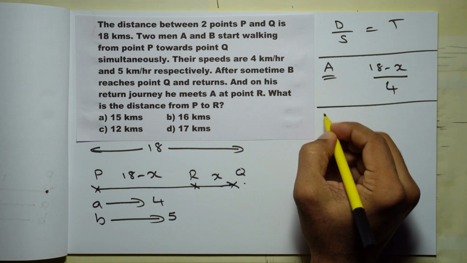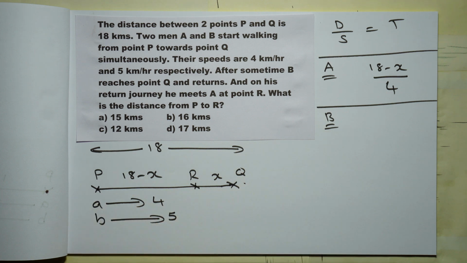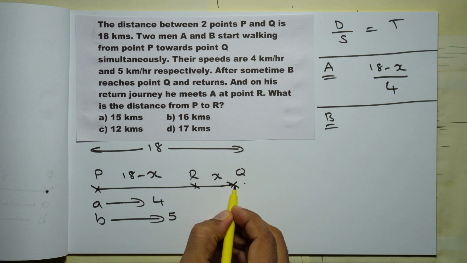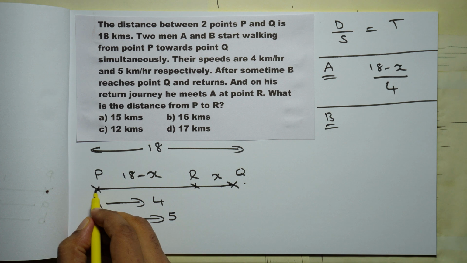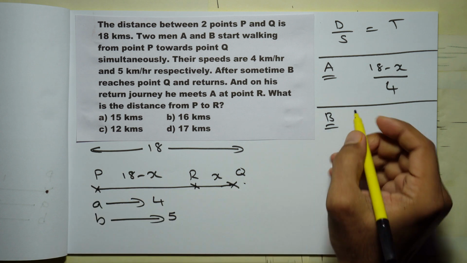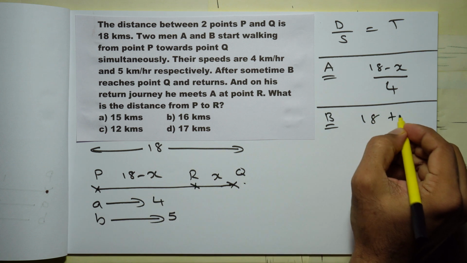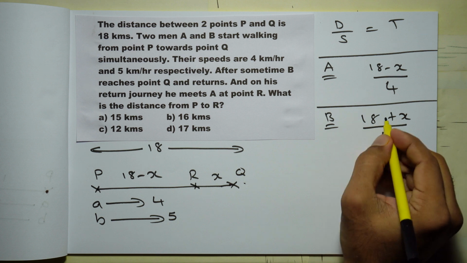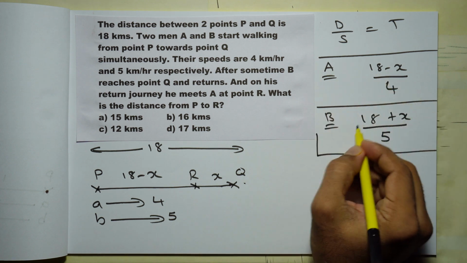Next we'll calculate for B. First of all, we'll calculate the distance traveled by B. B will do the full 18 kilometers and return, and he will do another x also. So B will do full 18 plus x. So distance traveled by B will be 18 plus x divided by B speed, which is 5. So this is the duration over which B travels, and time for A is same as time for B.